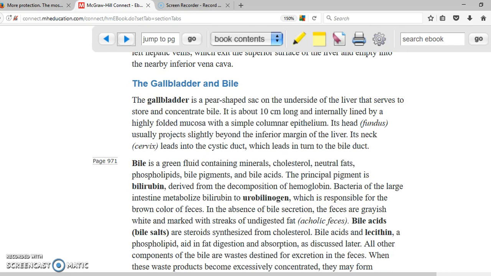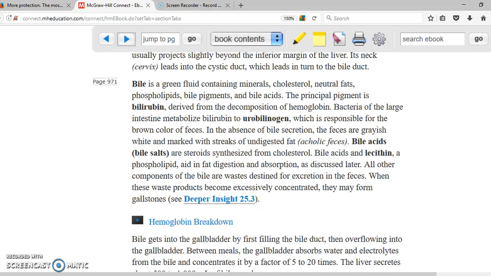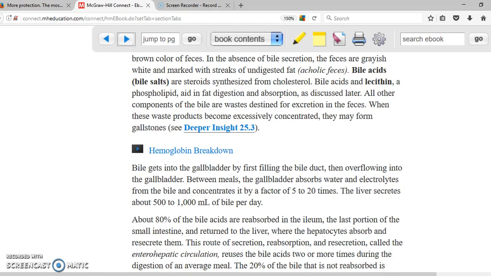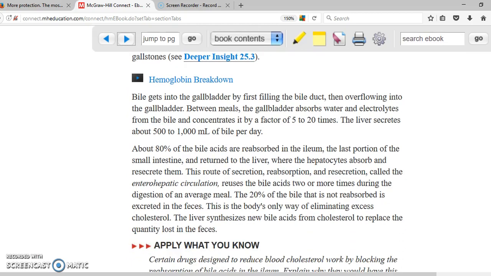Gallbladder and bile. The gallbladder stores the bile, and the bile is produced by the liver. Bile is mainly fats such as cholesterol, phospholipids, as well as bile pigments. The main bile pigment is bilirubin, and that's the one that comes from the metabolism of hemoglobin. I think we talked about that already in the blood chapter. So that's one very important concept.